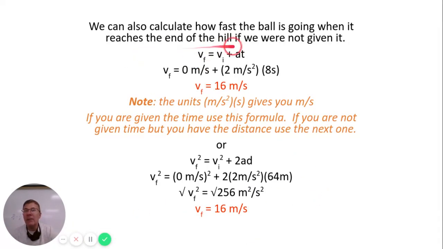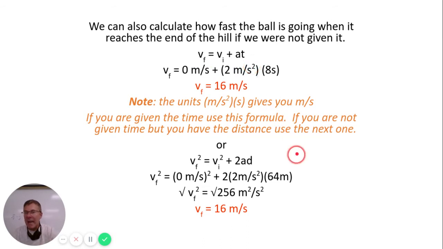We can also calculate how fast the ball is going when it reaches the end of the hill if we were not given it. Okay, so if they didn't tell us that, if they said that the ball was rolling from rest, right? Okay, that's the initial velocity. With an acceleration of 2 for 8 seconds, we would get 16 meters per second. So if you have meters per second squared times seconds, seconds and the second squared cancel, so you just have meters per second. Okay? If you're given the time, you can use this formula, VF equals VI plus AT.